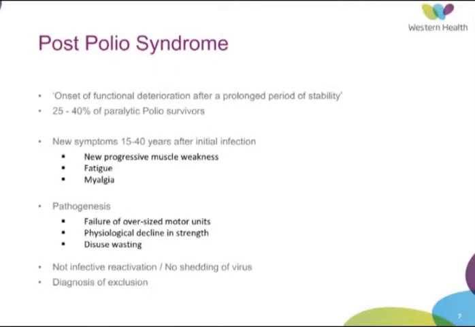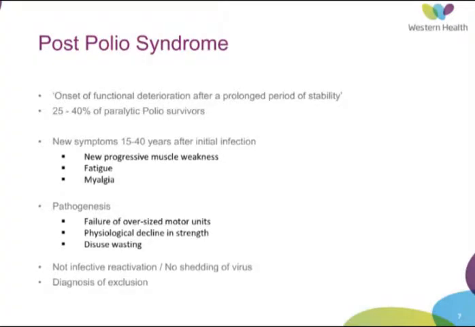There's a few theories again as to how this comes about. It was initially thought to be a reactivation of the virus and a new or a second wave essentially of the polio, but that's since been disproven. And the thoughts are that it's failure of these oversized motor units that are fatiguing over time. One of the other thoughts is that the normal physiological decline in muscle strength is exacerbated in already weakened muscles, and so I guess the aging process is just more pronounced in these patients.